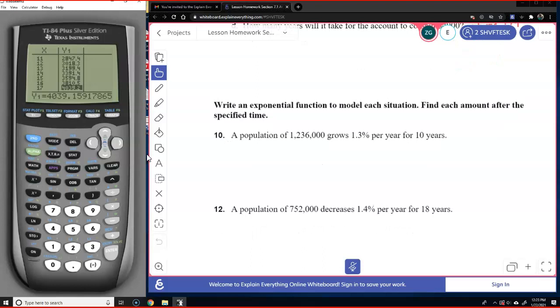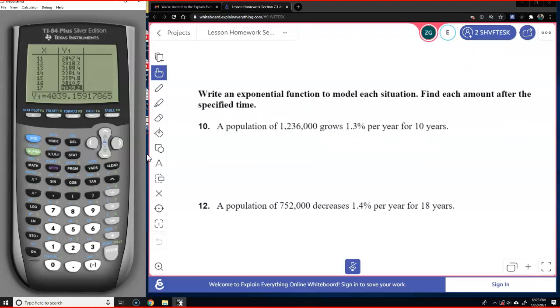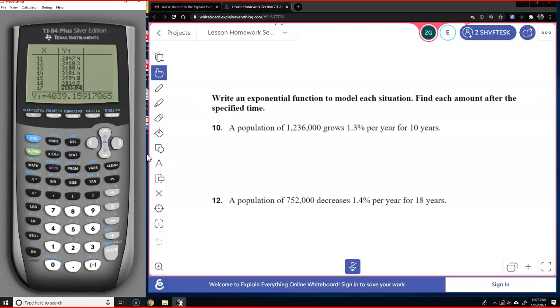Number 10, it says write an exponential function to model each situation. Find an amount after the specified time. So I'm going to write a population. So we're looking at A of T, and we have 1,236,000 grows 1.3% per year for 10 years. So we know that the initial amount is 1,236,000. 1 plus 1.3%. You can always say 1.3 over 100, and then raise to the 10th power.